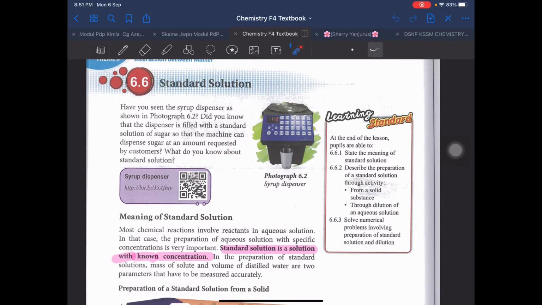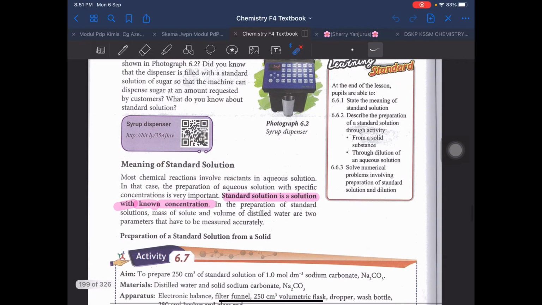Okay? So, apalah maksud standard solution? Most chemical reactions involve reactants in aqueous solution. Kan, dalam amalan kita, memang pun kebanyakan tindak balas kimia melibatkan larutan aqueous. Acid kah, base kah, alkali kah, kan? Semua melibatkan larutan aqueous kebanyakan, okay?